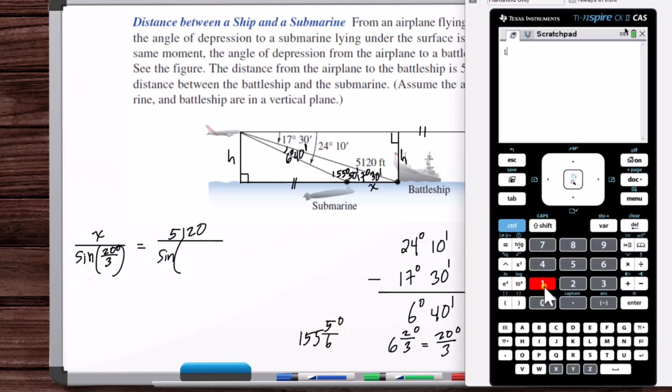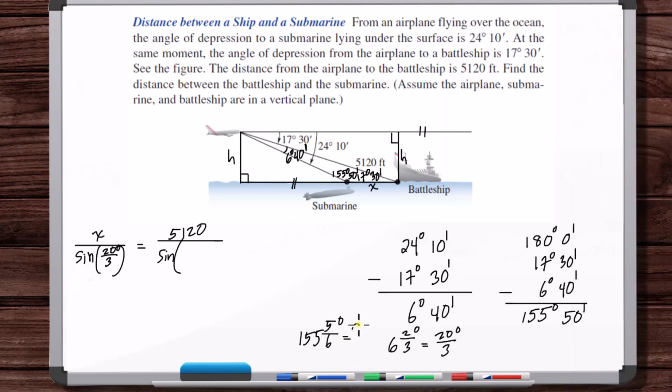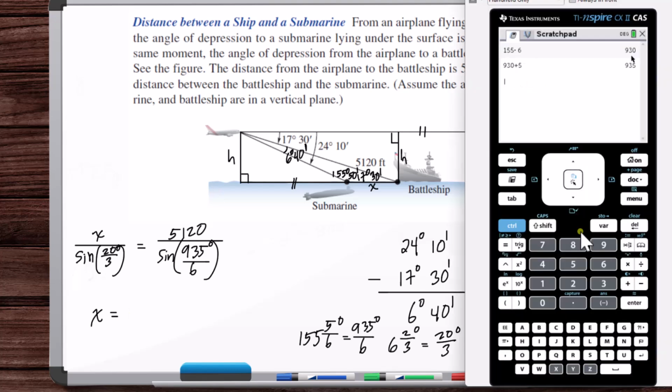So that's 935 sixths degrees. So x is 5,120 times the sine of 20 thirds degrees, divided by the sine of 935 sixths degrees. That's about 1,452 feet.